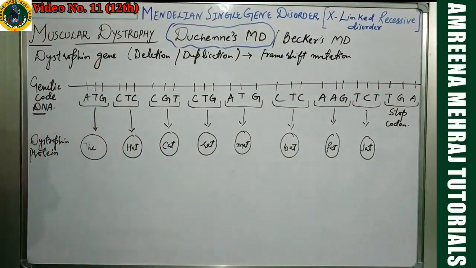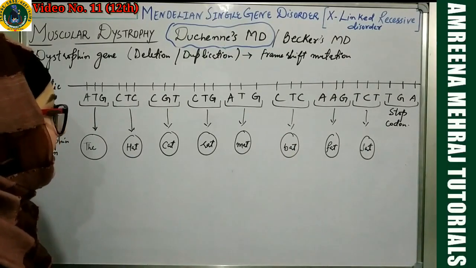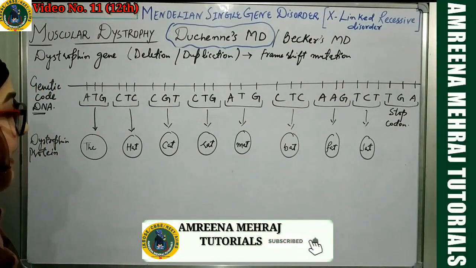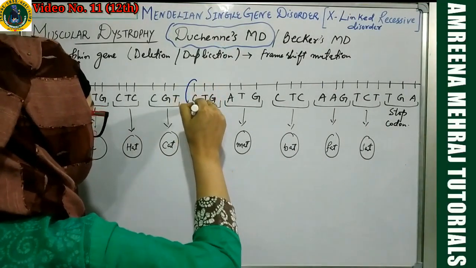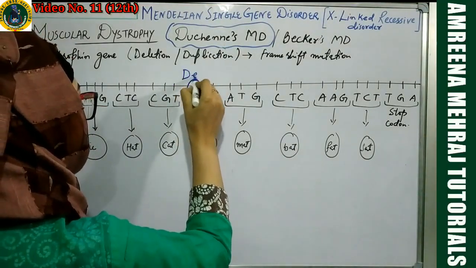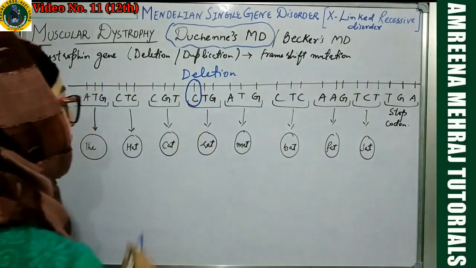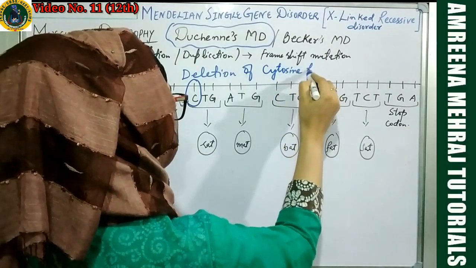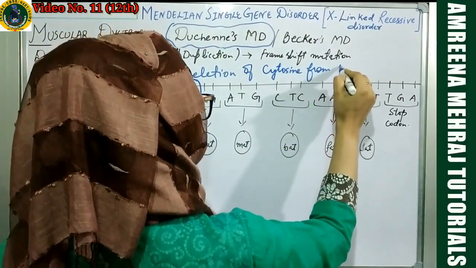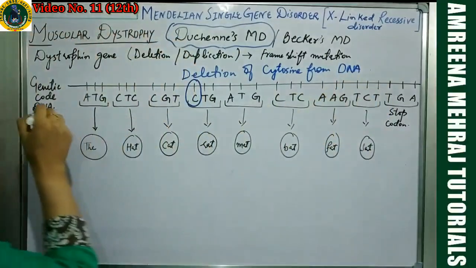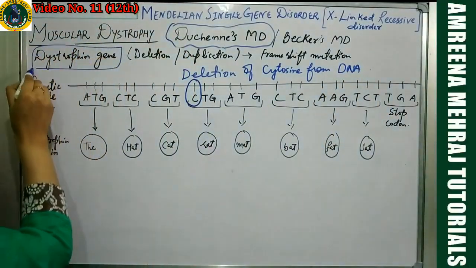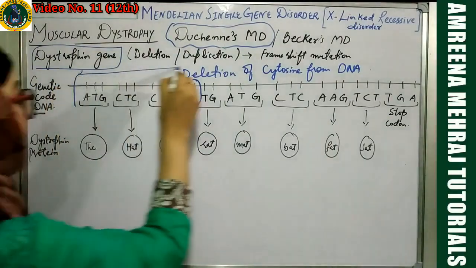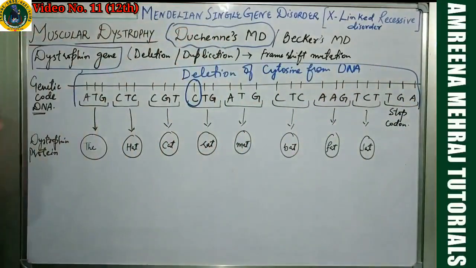Now say for example, due to some ill luck, because I have already told you that mutations are spontaneous, something like this happened: this particular C, suppose this cytosine, undergoes deletion. So there is just deletion of cytosine from DNA. And right now it's which gene? It's the dystrophin gene. This was basically the gene from here to here. Now in this dystrophin gene, this particular section got deleted.